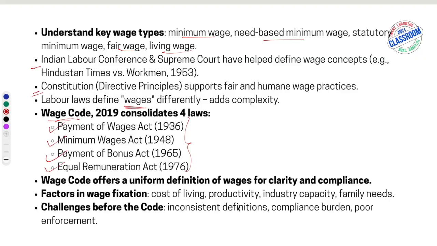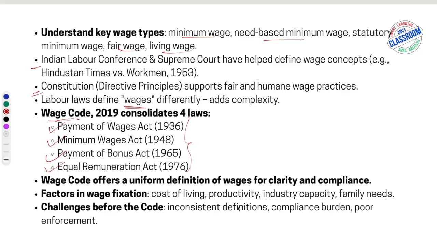So, for exams, here is what you have to remember. You need to know the definitions and the differences between minimum wage, fair wage, living wage, and all. You need to understand how institutions like the Indian Labour Conference and the Supreme Court have interpreted them. You need to be very clear about the wage code of 2019, what it says about wage, and how it simplifies the previous laws. These things you have to be very clear about.